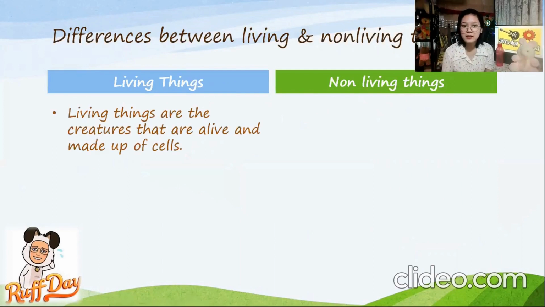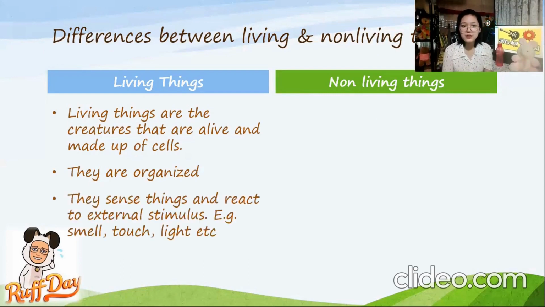Living things are the creatures that are alive and made up of cells. Just like us humans, we are alive, kicking and energetic and active. We are alive. Living things are organized. That is true. We are very organized in our things, especially in our surroundings. Living things. Human.